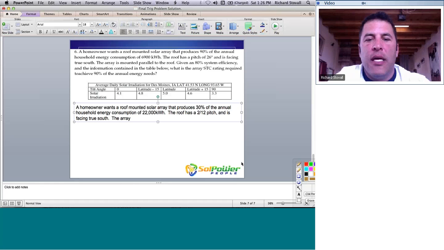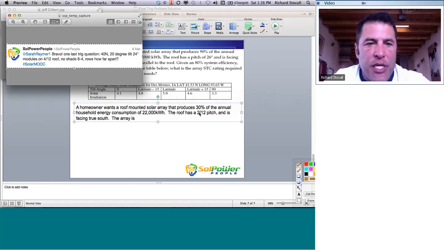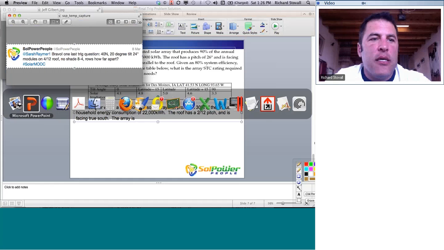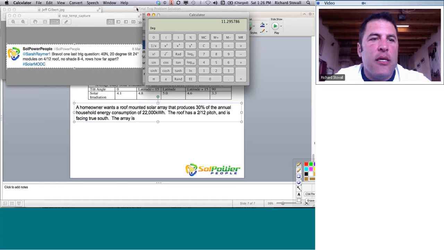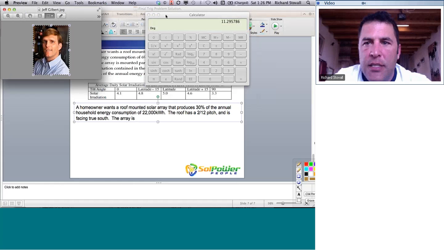The array is, okay. Let me just check one thing here, because in making a question, it can be a real gotcha if you don't have the right stuff. All right, so a 2 divided by 12 pitch roof is going to be 9.46 degrees. Okay, so that'll be the pitch of the roof, 9.4.